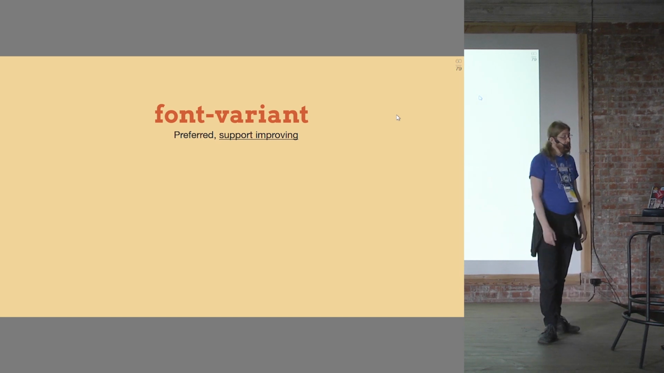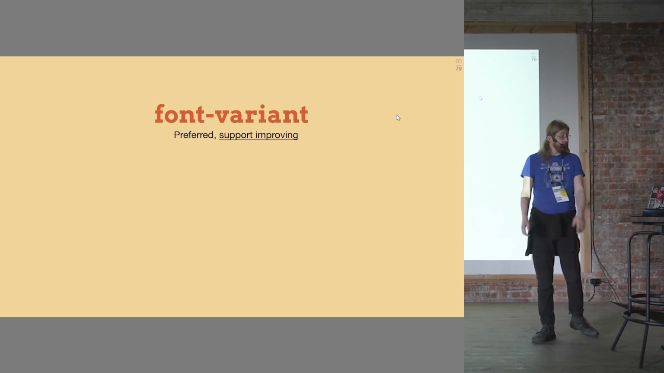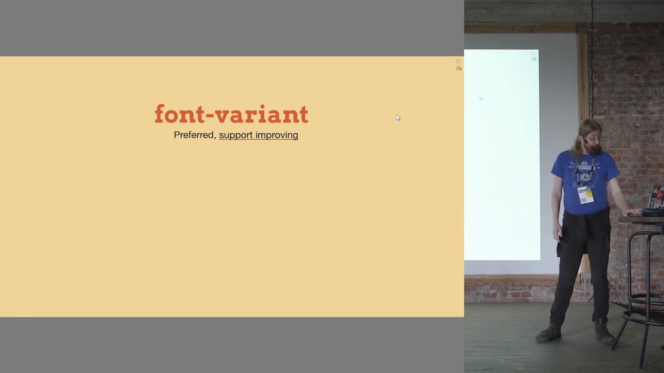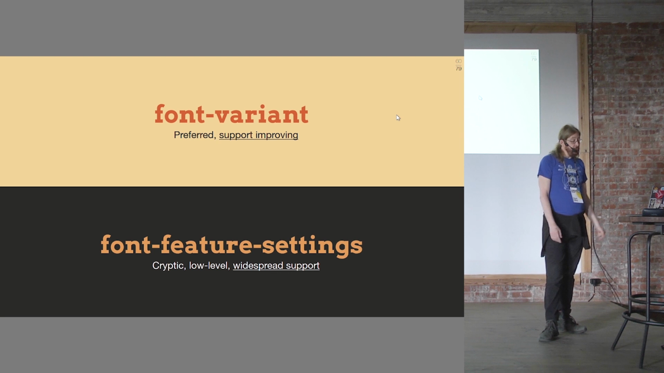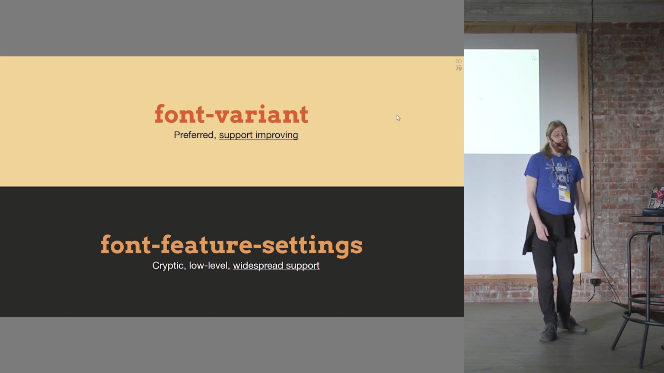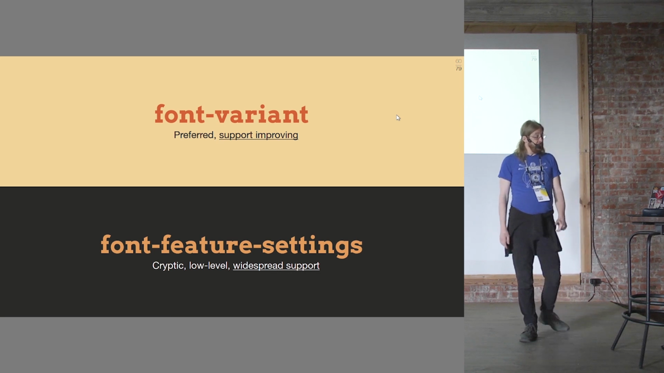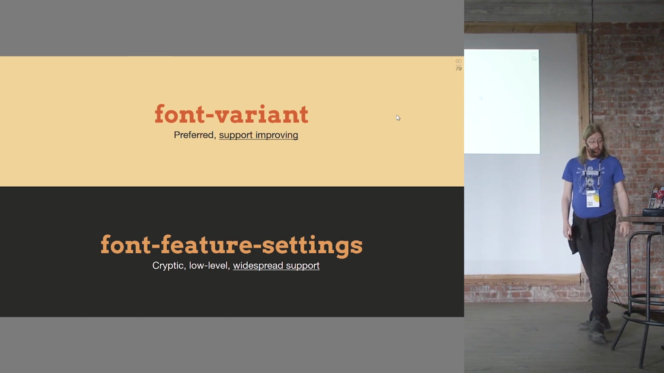Now the syntax that I'm going to use is font-variant, which we already had in CSS1, but it's been extended. It's the preferred way of doing it. The support is improving. There's also a low-level thing which came first called font-feature-settings. It's hard to read, it's awkward to use, and it's supported everywhere. Take your pick. Actually, now your pick should be font-variant, pretty much.